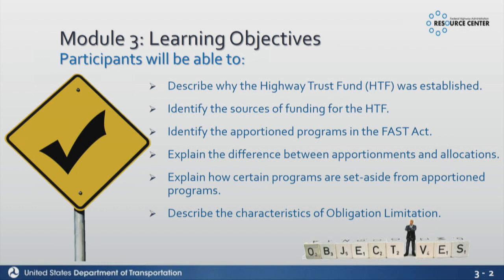We're going to talk about the apportioned programs for FAST Act. Then we're also going to get into allocated programs. We're going to talk about the difference between an apportioned program and an allocated program. We're going to explain how certain programs are set aside from apportioned programs. We mentioned a little bit ago about the SPR funds being a set aside. And then we're going to describe the characteristics of obligation limitation.